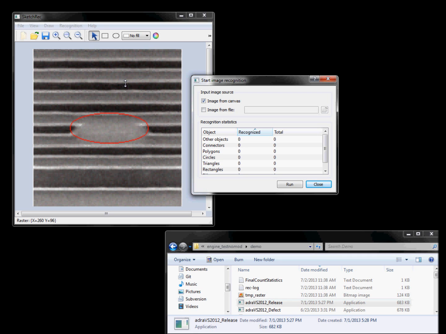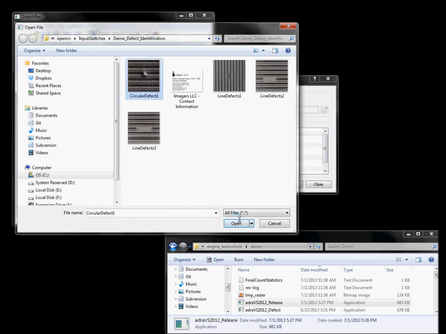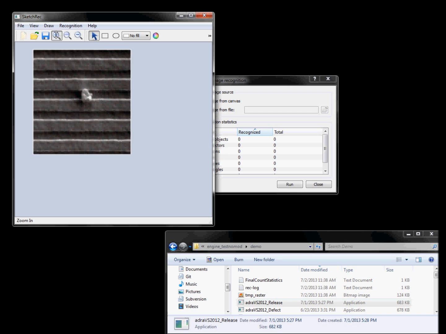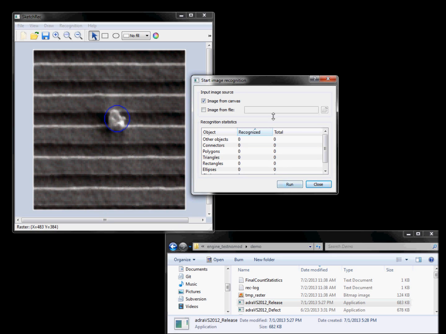Let's now take a look at the circular defect. Let's run the recognition. The defect location is immediately detected and highlighted as blue, indicating that this is a circular defect. SketchRec can detect both circular and line defects and can be expanded to include additional defect categories. It should be noted that SketchRec is still in a prototype stage.